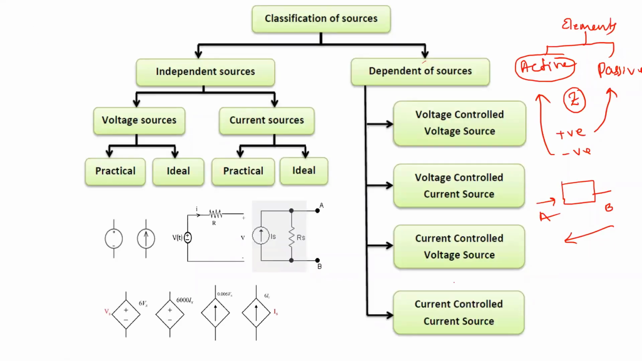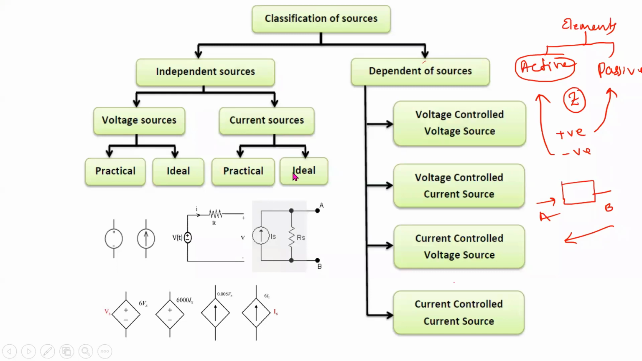Active elements are the elements that have the capability of delivering power to the other elements present in the network. Active elements are classified into independent sources and dependent sources. First, we discuss what we mean by independent source. Independent sources are divided into voltage source and current source. A voltage source can be a practical source or an ideal source. Similarly, a current source can be a practical source or an ideal source.